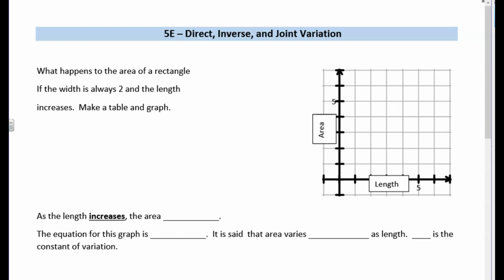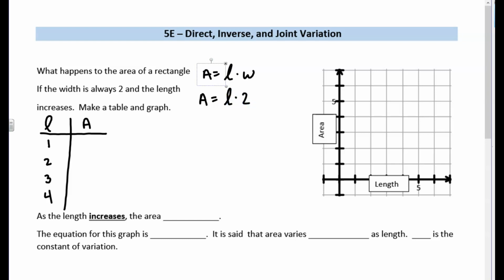So what happens to the area of a rectangle if the width is always 2 and the length increases? We want to make a table and graph it. So remember, guys, area of a rectangle is length times width. Well, if my width is always 2, that means my area is going to be length times 2. So let's make a chart and see what happens.